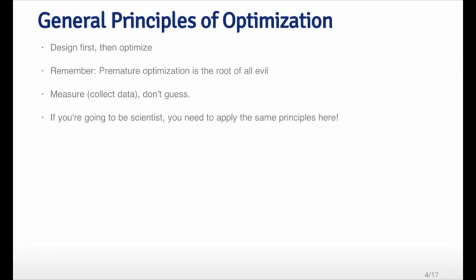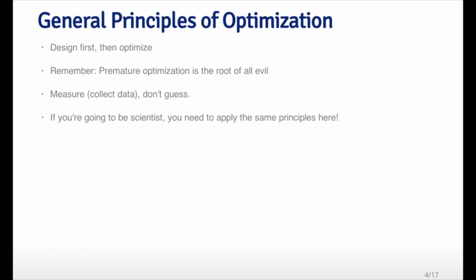The basic idea is that you should always design your code first and make it understandable, and then after you've got something working, try to optimize it. The famous phrase is, premature optimization is the root of all evil. If you try to optimize first, the chances are that you'll introduce bugs before you even get a chance to get things working in the first place.